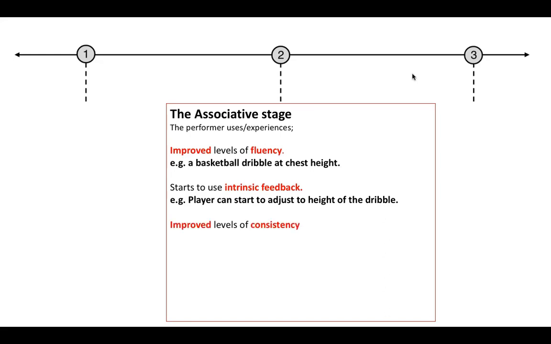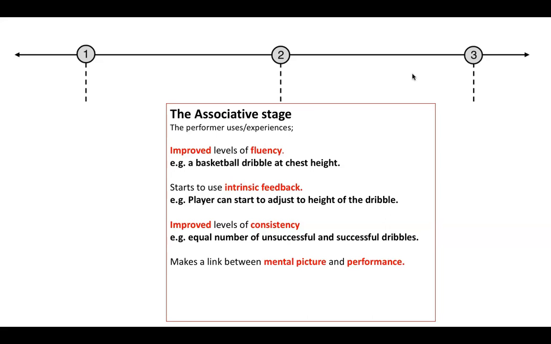We are now beginning to have improved levels of consistency. In the cognitive stage, we've got low levels. However, in the associative stage, this next stage, we've got improved levels of consistency. For example, now we have an equal number of unsuccessful and successful dribbles. We're becoming slightly more consistent. At this stage, we can now make a link between the mental picture and performance. For example, a player can start to perform the dribble from their head. They don't necessarily need that mental picture of the coach dribbling. They can do it from their own head.